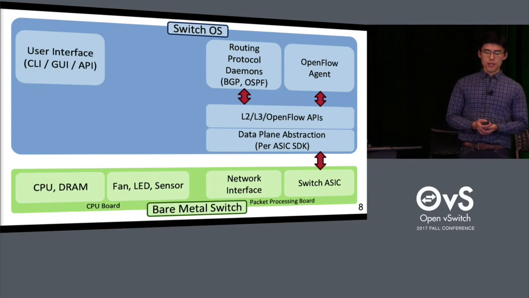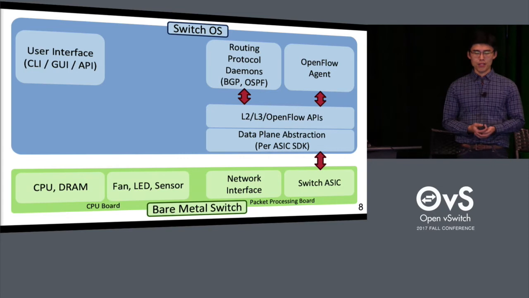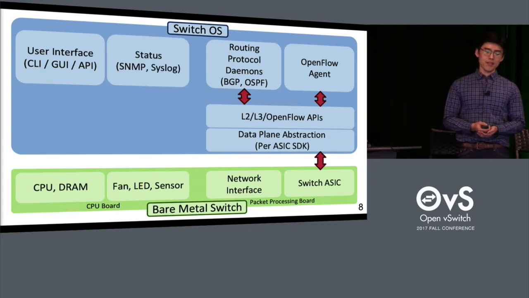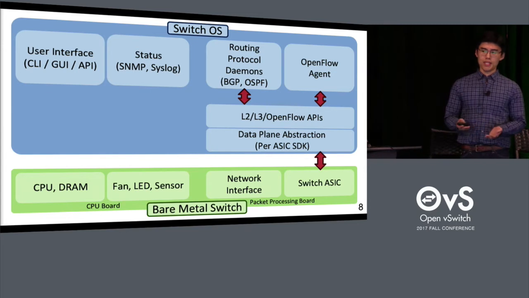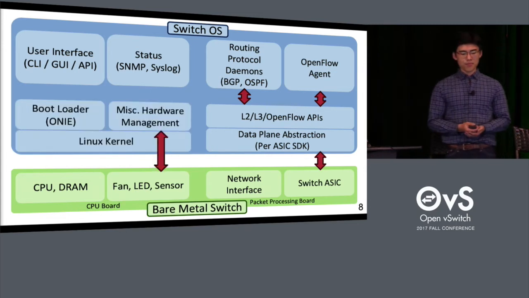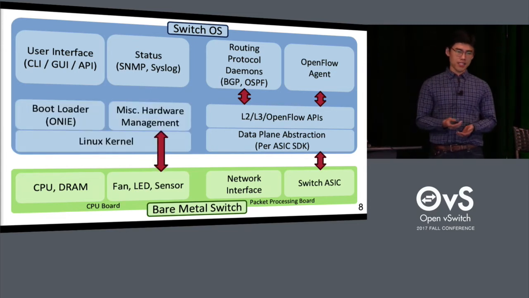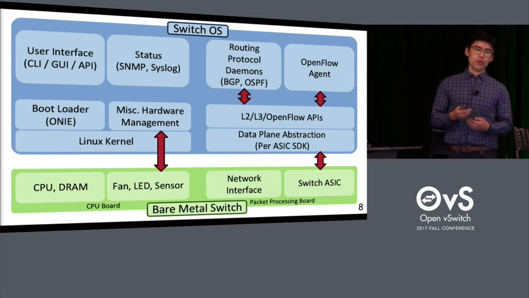And miscellaneously, you need a user interface, CLI or GUI or some sort of API to read the forwarding table entries. You need some status daemons to read the status of the switch. And you need other miscellaneous functions such as a bootloader to install your Linux operating system.